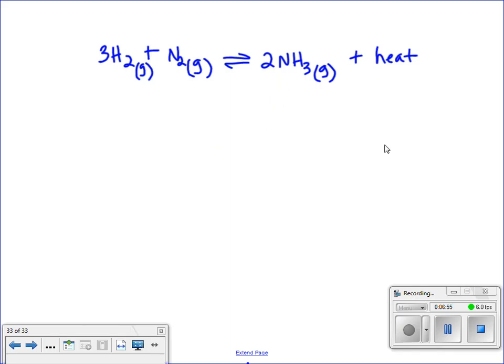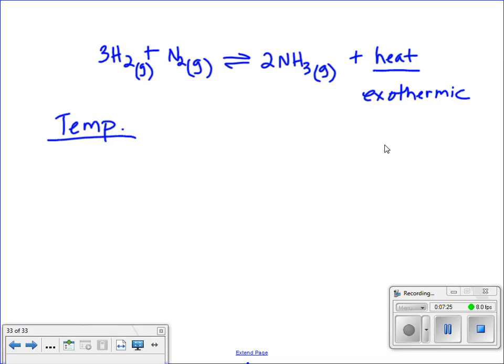So another component, or the second thing we talked about, is temperature. Now, temperature depends on if it's endo or exothermic. This is an exothermic reaction because heat is on the product side. So this is exothermic. If heat were written on the reactant side, it would be an endothermic reaction. So since heat is written on the product side, we treat it like a product.